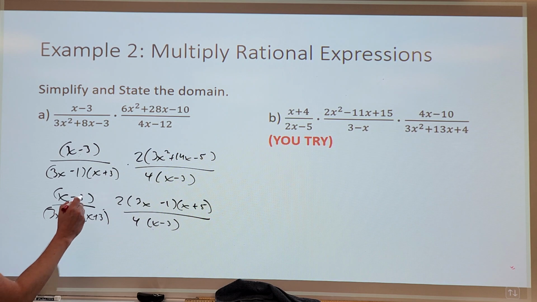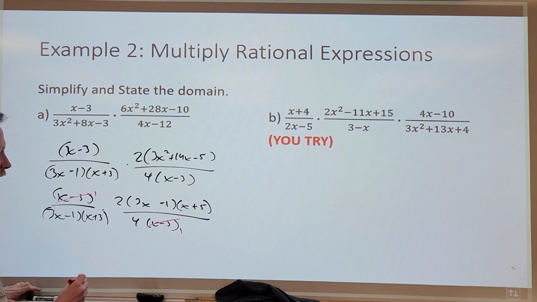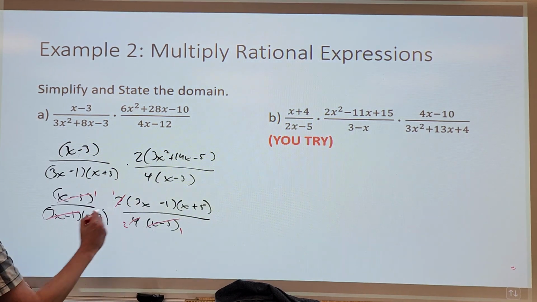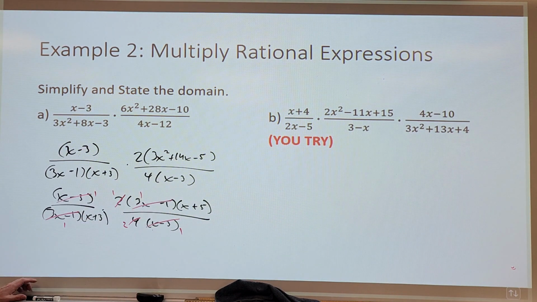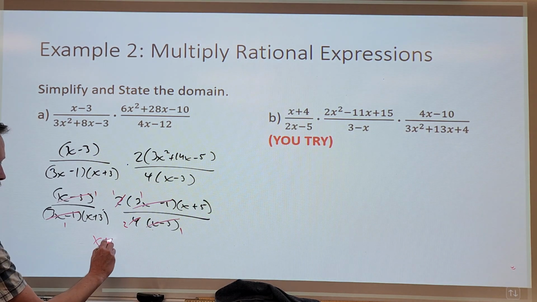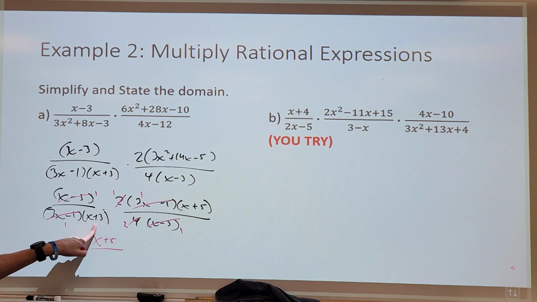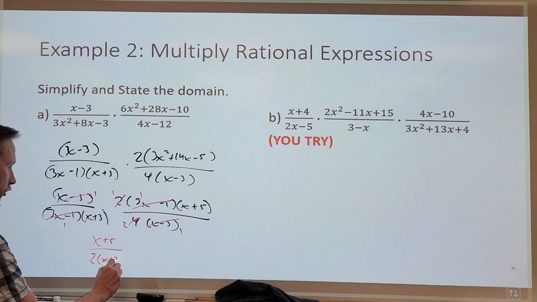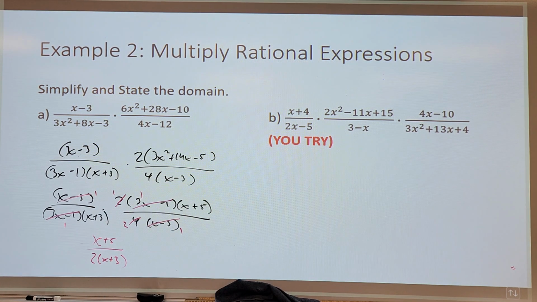All right, so again, an x minus 3, that's a 1 now. X minus 3, that's a 1. I've got 2 twos. I've got a 3x minus 1, there's one of those. A 3x minus 1, there's one of those. I'm left with 1 times 1 times 1 times x plus 5. I've got a 1 times x plus 3 times 2 times 1, so I end up with a 2 and an x plus 3. And that cannot be simplified more.